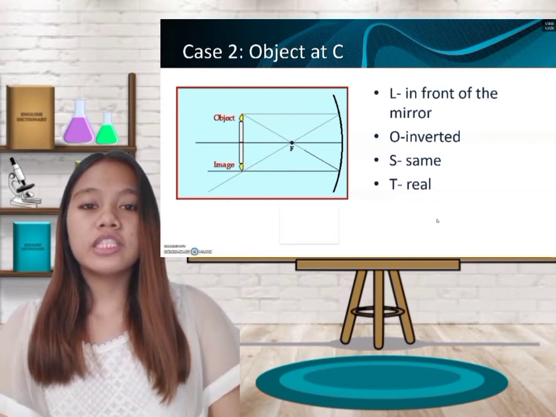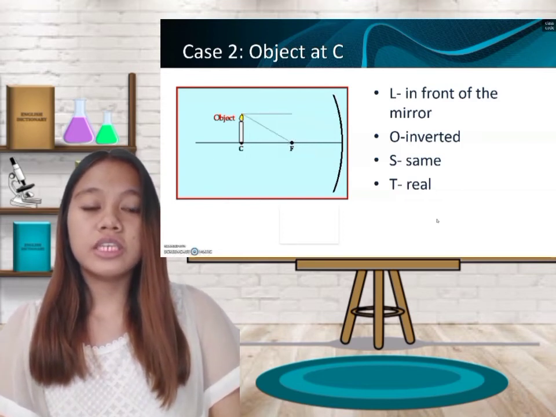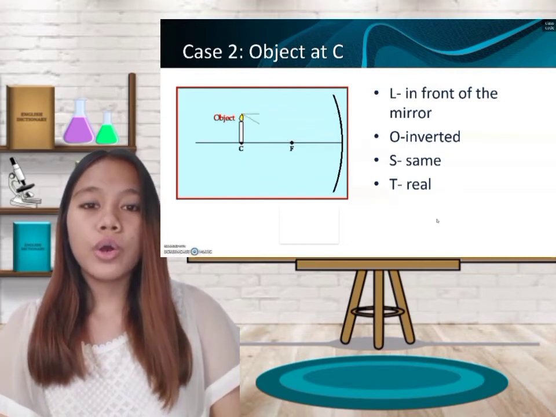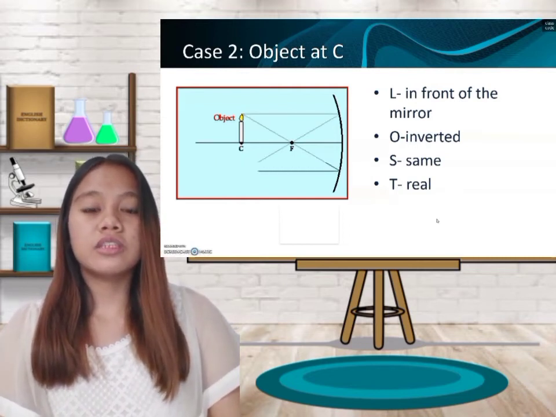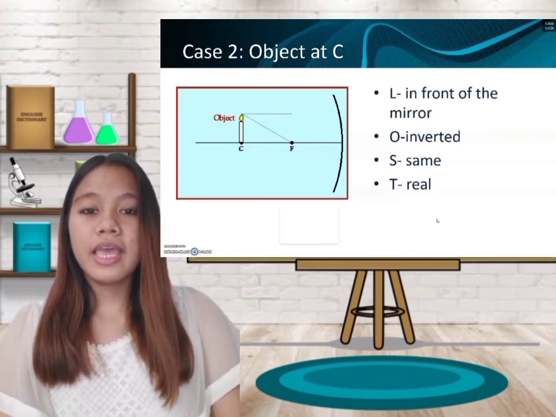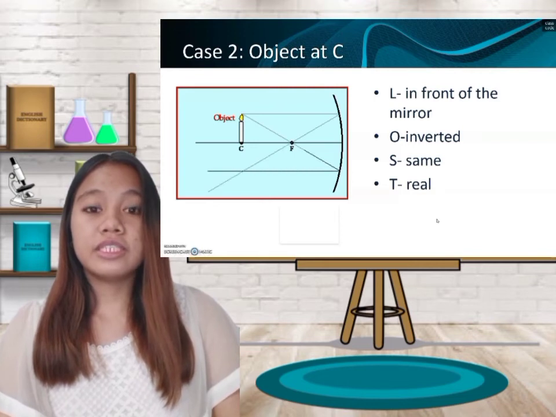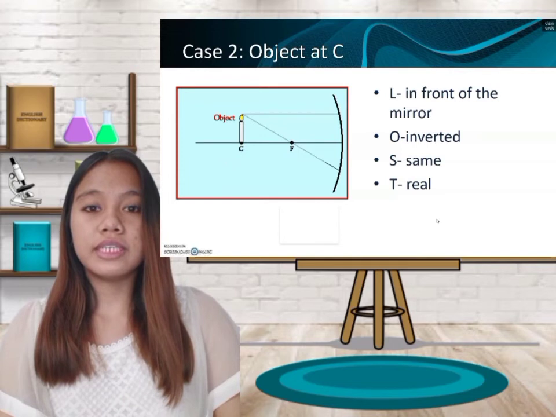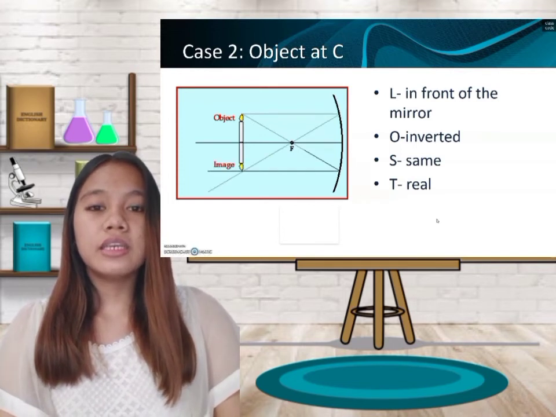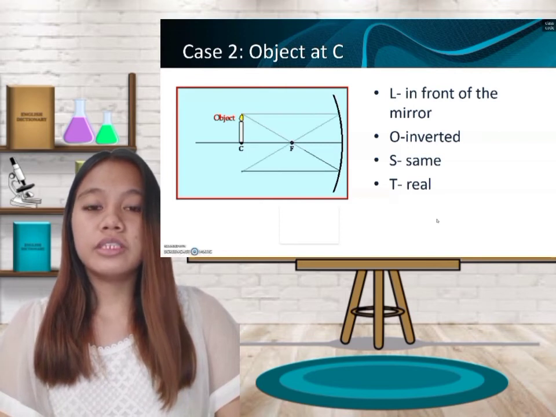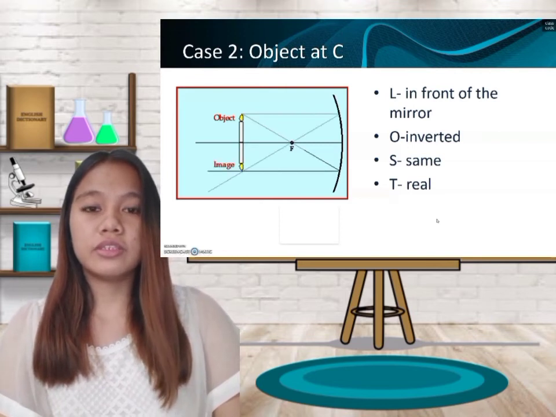L stands for location of the image. Is it in front of the mirror or behind the mirror? O stands for the orientation of the image. Is it upright or inverted? S stands for the size of the image. Is it enlarged, reduced, or the same? And T stands for the type of image. Is it a real image or a virtual image?